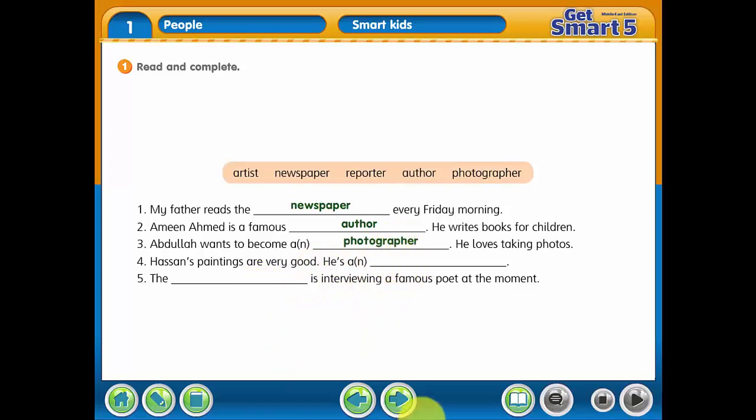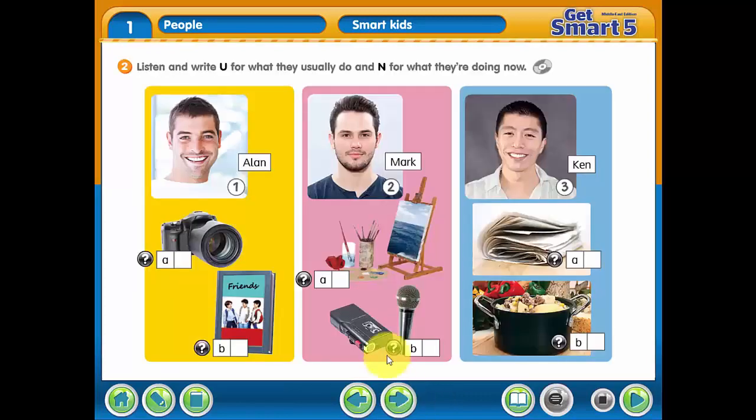Number 4 and 5 are homework. Activity 2, we are going to listen and write U for what they usually do and N for what they are doing now. We have 3 persons. We are going to listen, and we will identify what they usually do, something frequent or habitual for them, and write the letter U. As for what they are doing now, we will write the letter N.